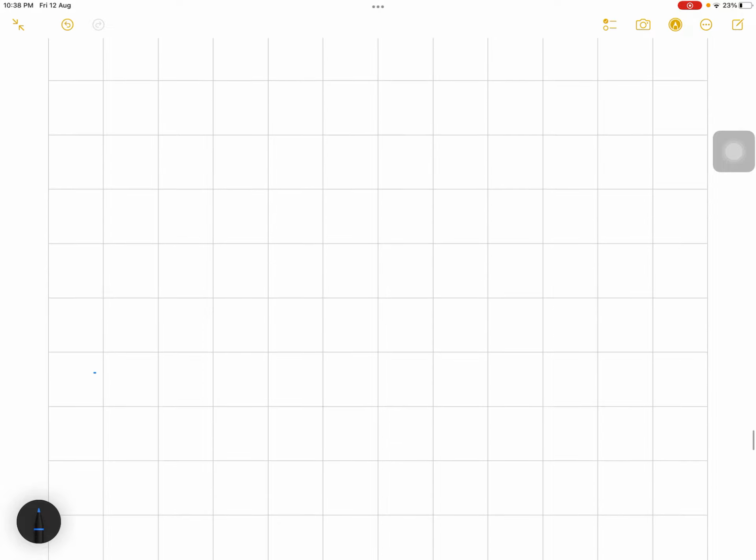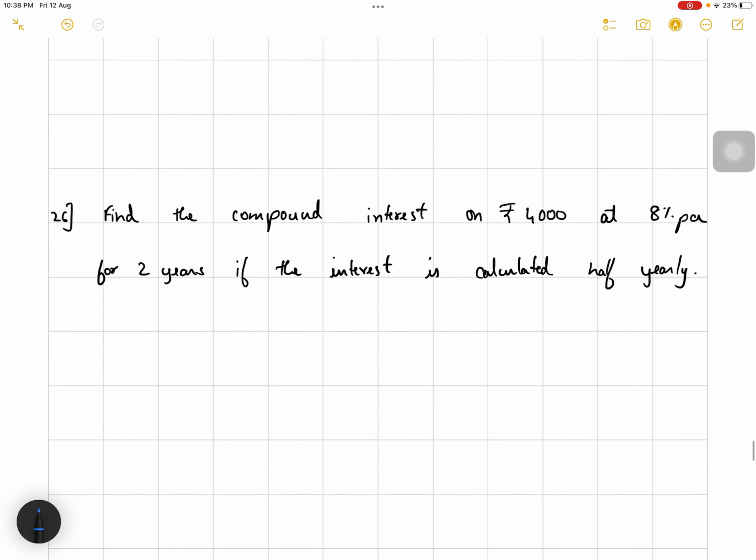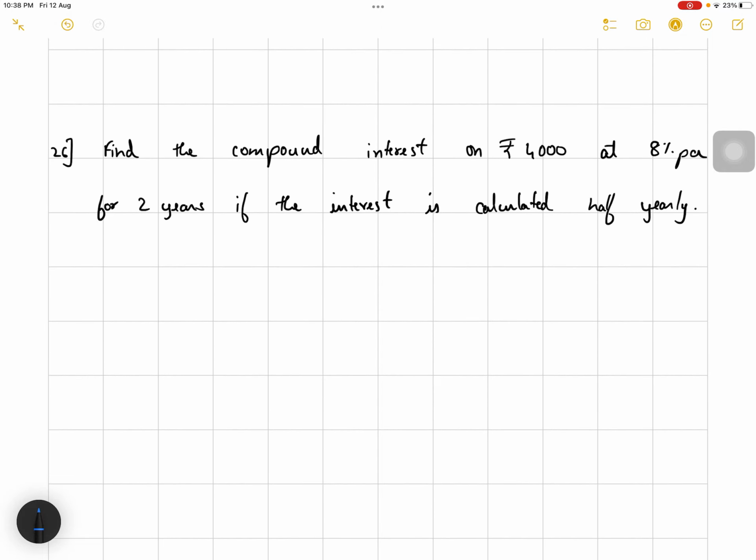Anyway, let's see the next problem. Find the compound interest on rupees 4,000 at 8% per annum for 2 years if the interest is calculated half yearly. Now interest is calculated more than once during a year. Then how are you supposed to calculate? I think we have done this.